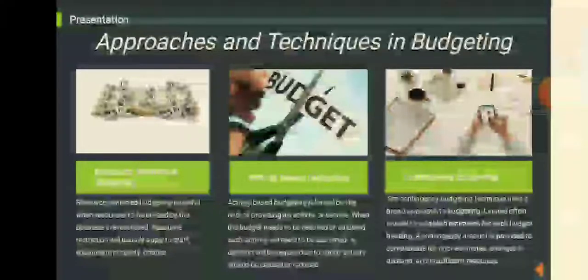The advantages: quick, easy, and flexible. Disadvantages: inaccurate, insufficient thought given to linking service with finance, and difficult to monitor.